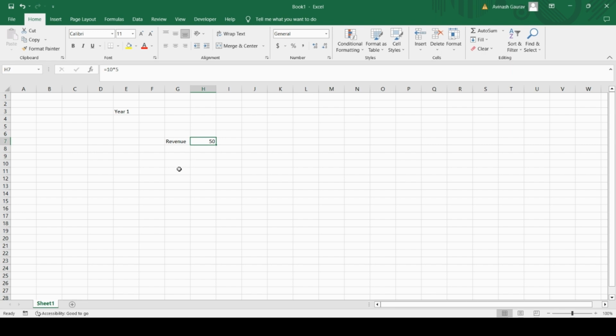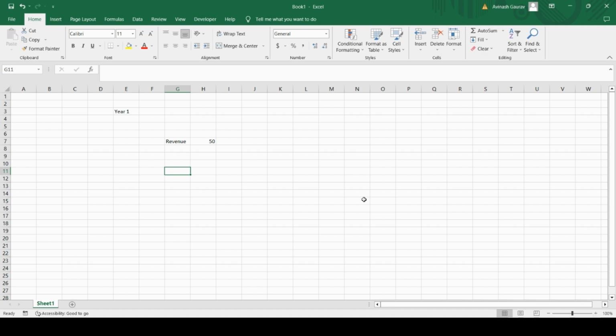In the professional world, I do a lot of modeling, and what happens there is that we always divide our models into three broad categories. Number one is the inputs, number two is the calculations, and number three is the outputs. Your model should be divided according to this particular order.